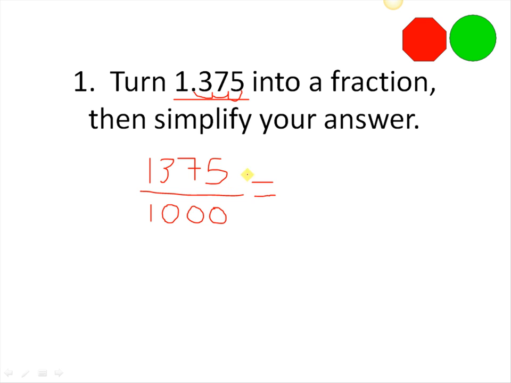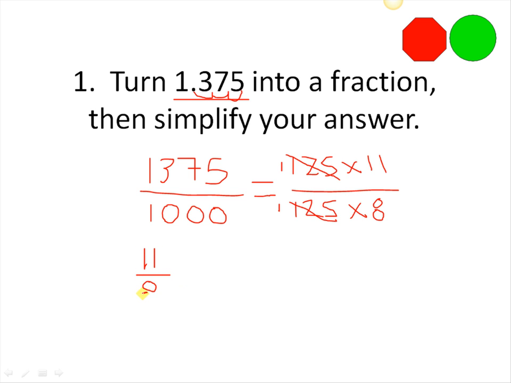So it turns out that 125 times 11 is equal to 1,375. And it turns out that 125 times 8 is equal to 1,000. Now we have a 125 in the numerator and we have a 125 in the denominator, so they cancel each other. They just become the number 1. And so 1 times 11 is 11, and 1 times 8 is 8. And so we have now simplified this to 11/8.